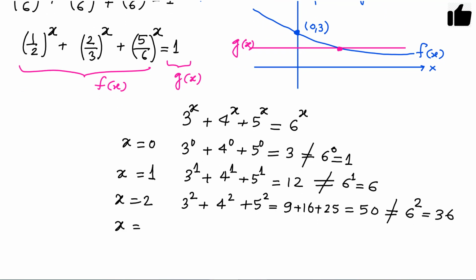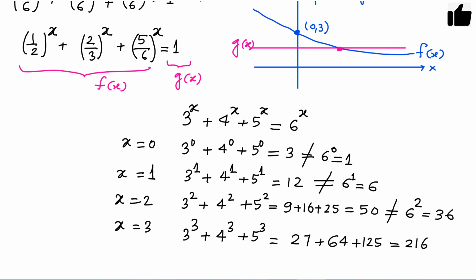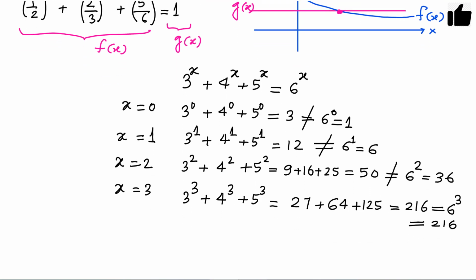What about x equals 3? So 3 raised to the power 3, 4 raised to the power 3, 5 raised to the power 3. So first is 27, 64 plus 125. And this is equal to 216. Now what about right hand side? Right hand side you have 6 raised to the power 3, 6 into 6 into 6, that is also 216. So now I can say left hand side is equal to right hand side. So x equals 3 is a solution, and we have proved that this equation will have only one solution.